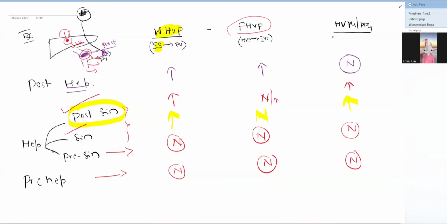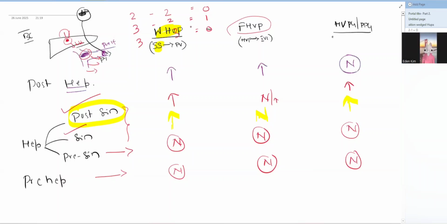Sir, I have one doubt, sir. In the post-hepatic case, you have said that both the wedged hepatic venous pressure as well as the free hepatic venous pressure are raised. So how is the hepatic venous pressure gradient normal there? Yeah, that's right. If this is 2 and this is 2, 2 minus 2 will be 0, right? If this is 3 and this remains 2, then it will be 1. If this is 3 and this is also 3, it will be 0. Okay, sir, got it.